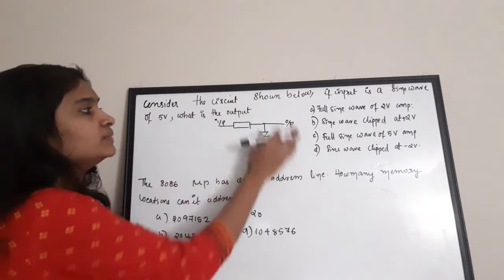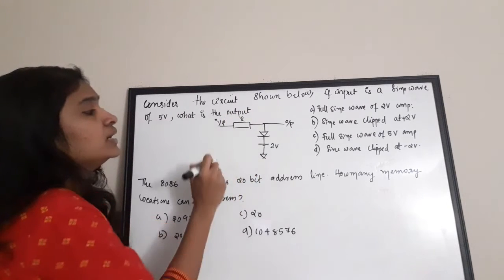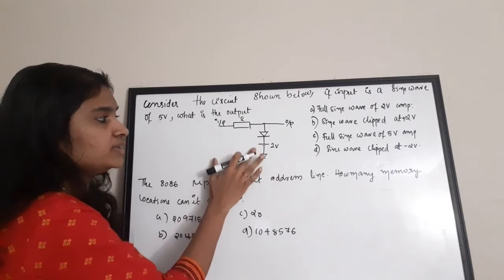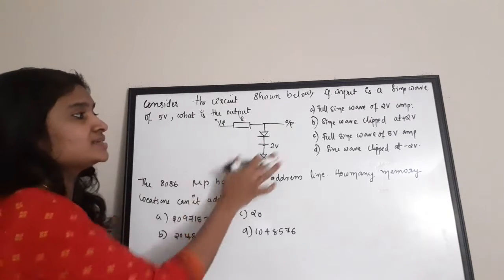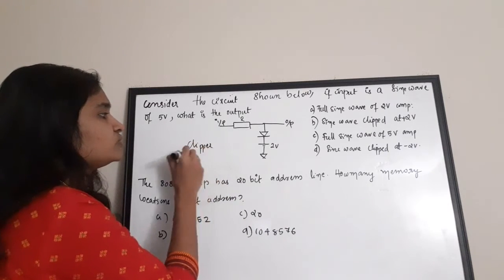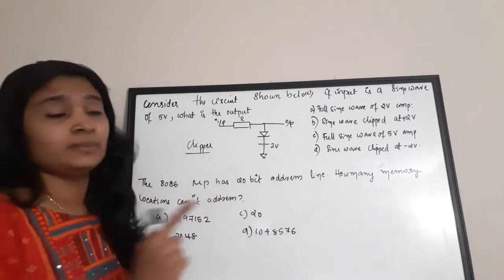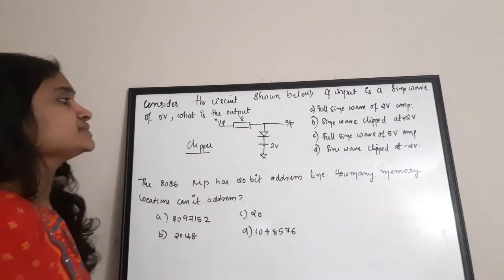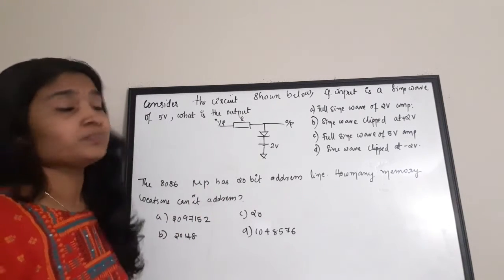So here the circuit is being given. This is the load. If you see the circuit, there is a load, there is a diode, there is a voltage source of 2 volt. So what is this circuit? This is a clipper circuit. We have done a lot of videos for clippers. So if you have seen any of those videos, you will be able to find out that this is a clipper circuit. Now since this is a clipper circuit, it will be clipping off some portion of your waveform.